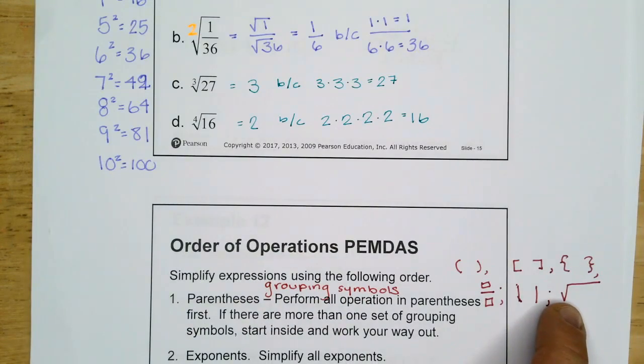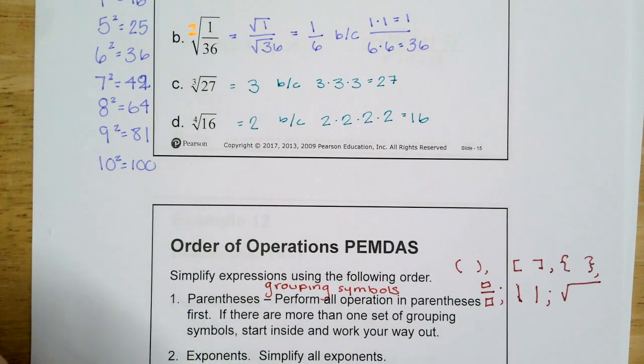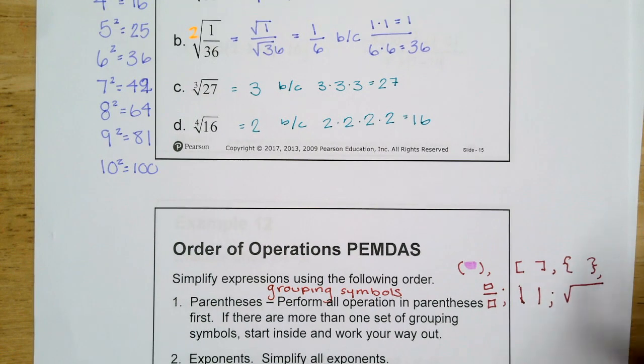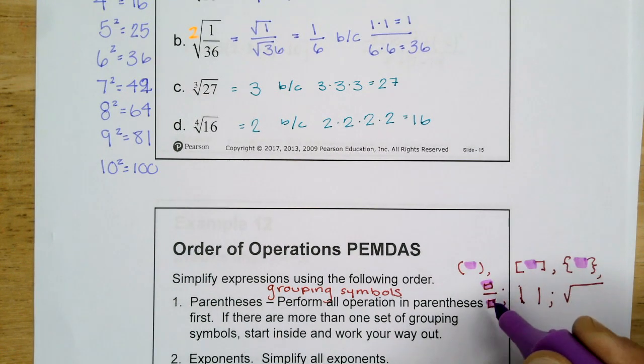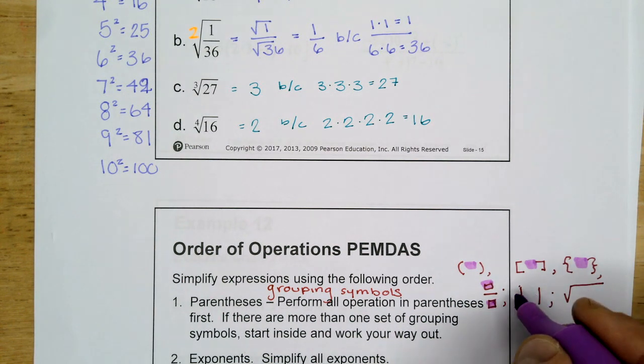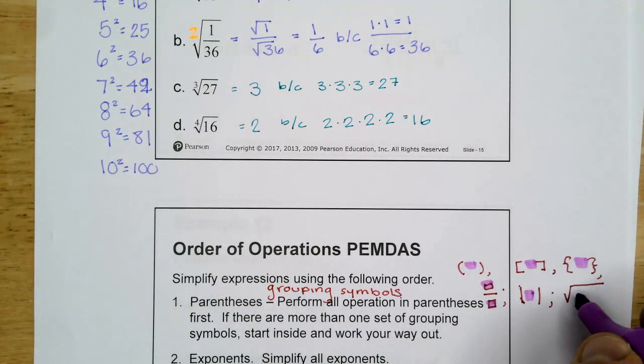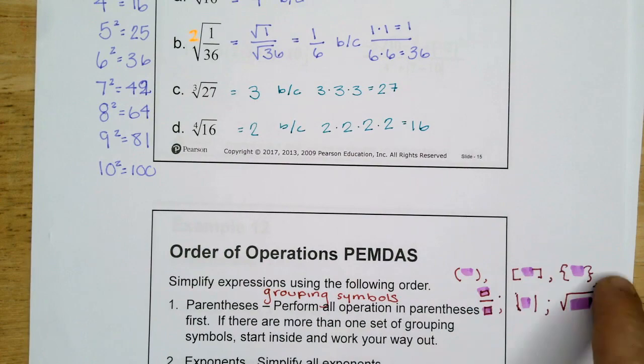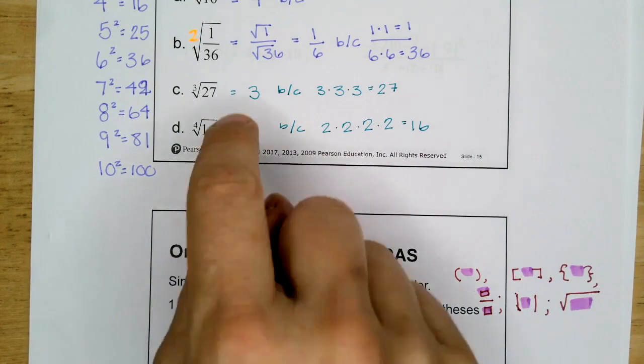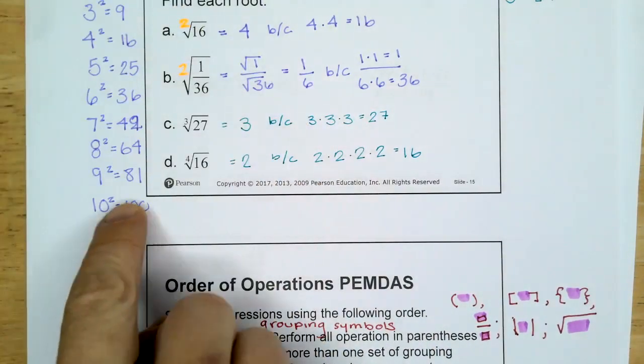the radical. Okay, so if it's inside parentheses, it's a group. If it's inside brackets, it's a group. If it's above or below a fraction bar, it's a group. If it's within the absolute value bar, it's a group. And if it's all under a radical, it's a group. Good, so those are the grouping symbols. Do those very first, then do exponents, which is what we just talked about. These are the exponents.